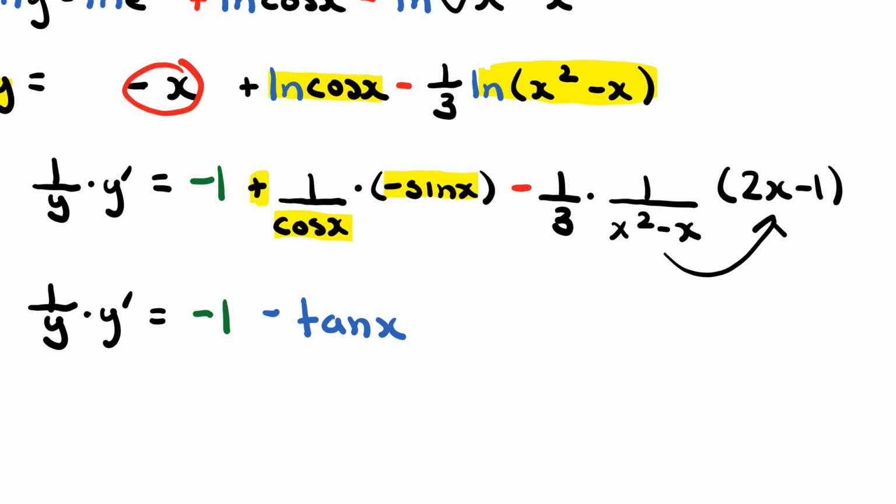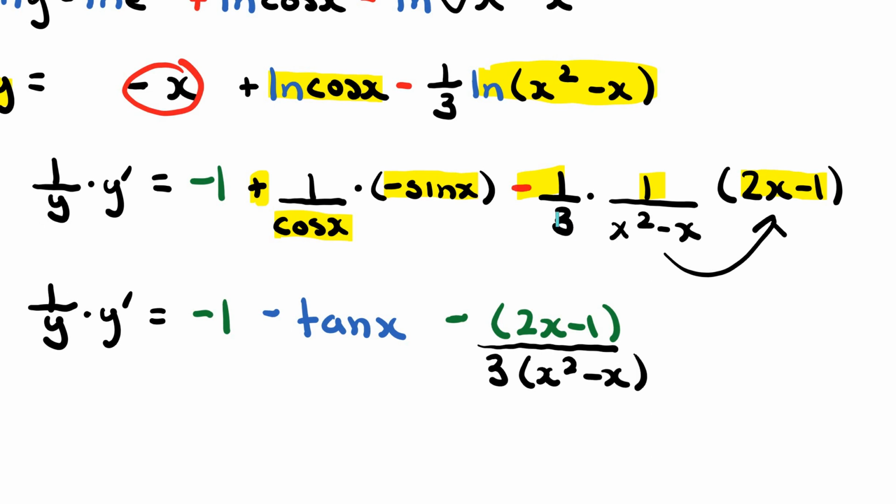Right, and then if I go ahead and multiply this 2x by the negative 1, what we have there is a negative bracket 2x minus 1, and then we're going to divide that by the 3 and then the x squared minus x. All right, so this 3 right here is going to be that 3 right there.